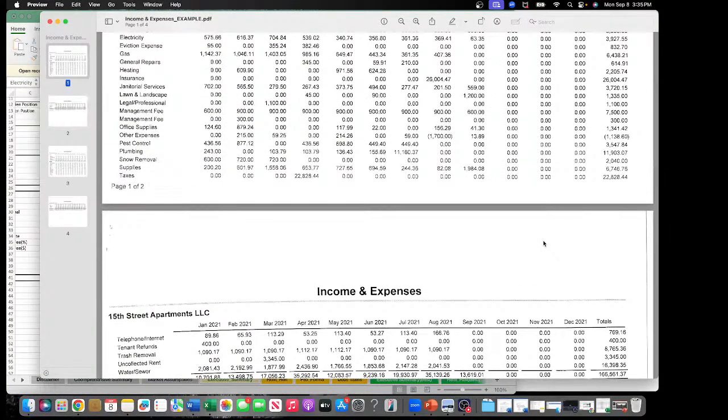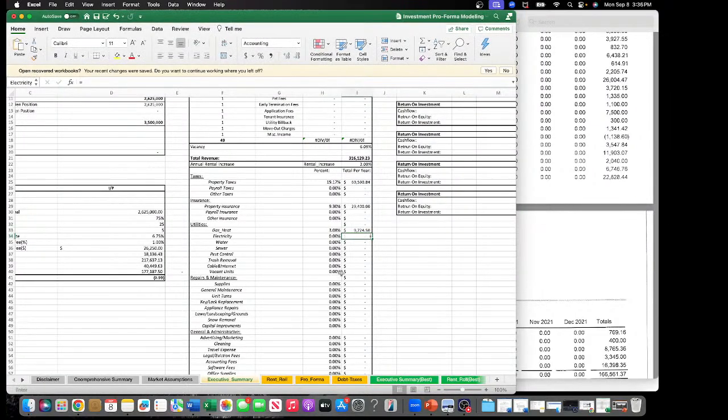Electricity, we're going to look at that, $3,927.55. We're going to do $3,927.55 divided by 8, and then we're going to take it times 12 here. So let's build that formula in. This is where it becomes a little bit tedious here.